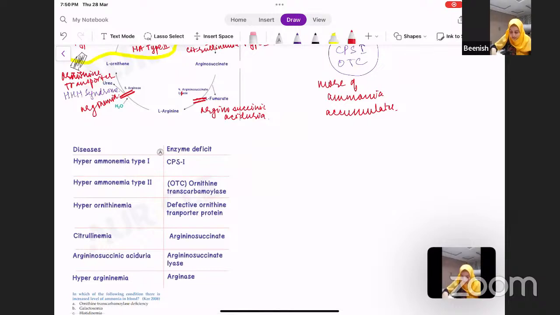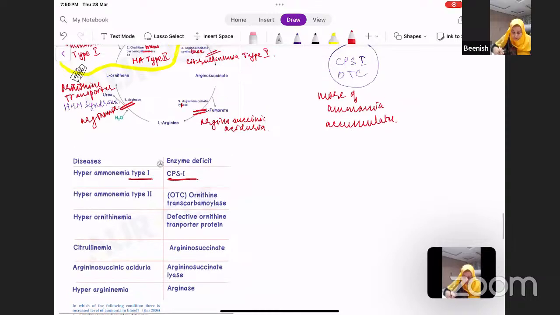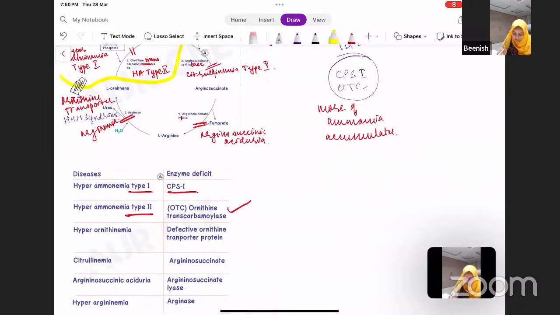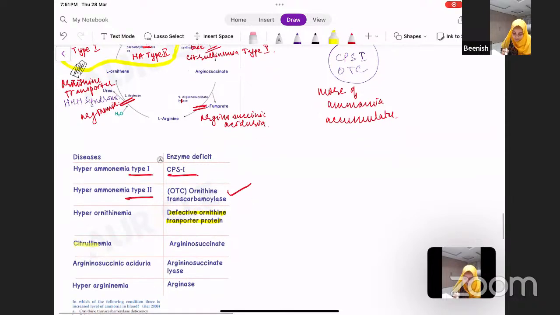Now let's see it in tabular form. Hyperammonemia type 1 is by CPS1, as we've seen in the cycle. Type 2 is caused by ornithine transcarbamylase. Then hyperornithemia by defective ornithine transporter protein. Citrullinemia by argininosuccinate synthetase. Argininosuccinic aciduria by argininosuccinate lyase. And hyperargininemia when the defect is in the enzyme arginase.